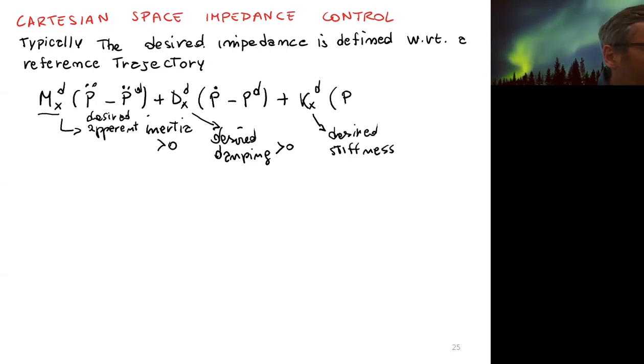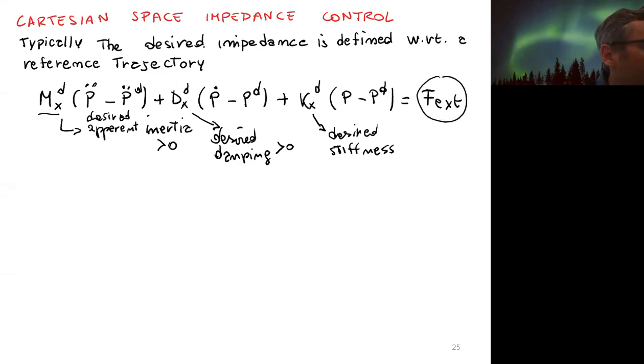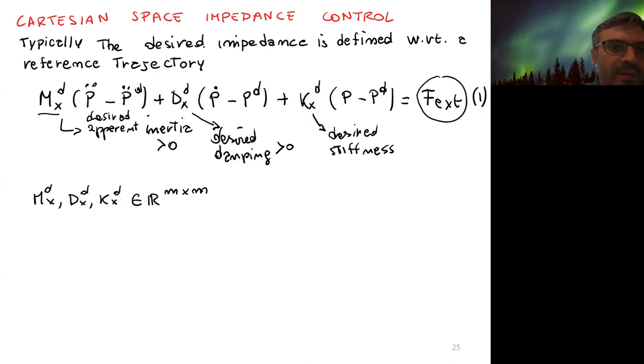And again, we have the error between the actual and the desired trajectory, and this is the external force coming from the environment. Okay, so this is the behavior we want to impose at our end effector. And these matrices, of course, have the dimension of the end effector space.